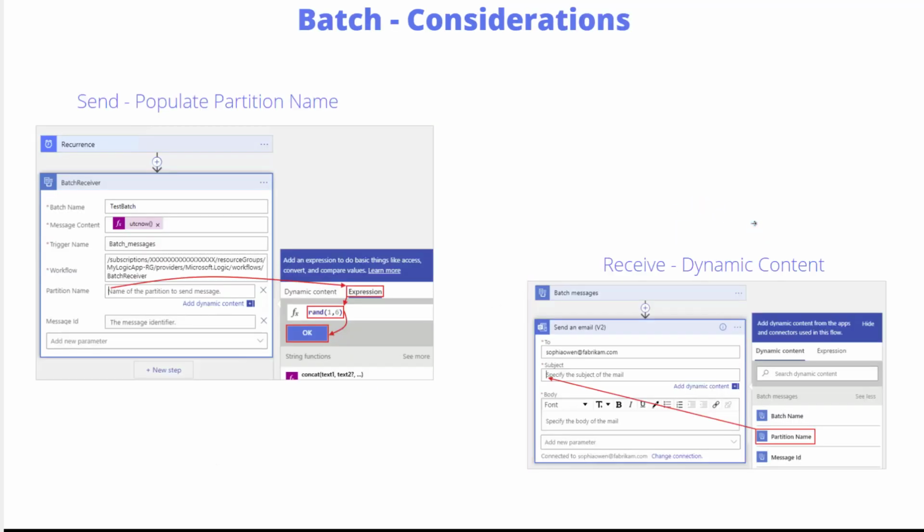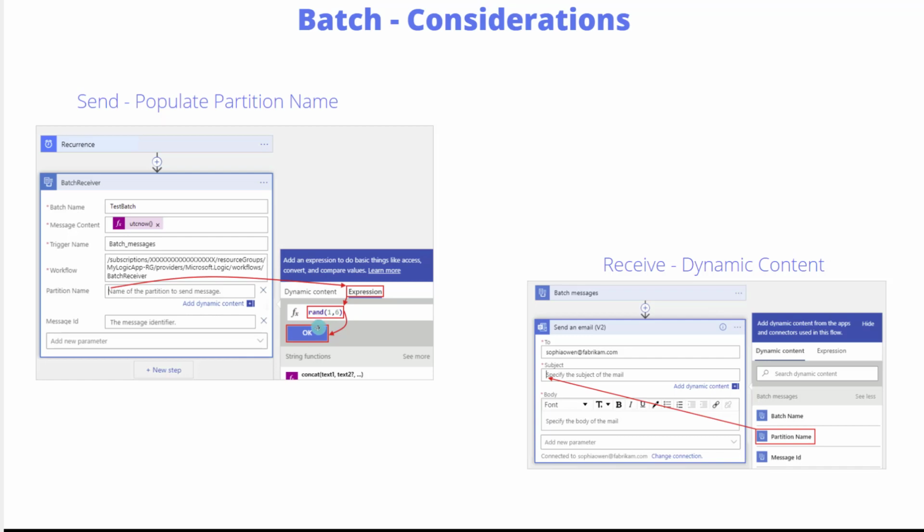So just to add a little bit more flavor to this, here we've got our sender. And as part of our sender, we can go ahead and specify our partition name. This is where you can use your dynamic content or expressions and provide that partition name. So if you were processing orders, maybe order ID would be a good one. Maybe if you were dealing with customers, customer ID would be a good one. These are screenshots from the docs pages, and here they're just using a random value to illustrate the purpose.